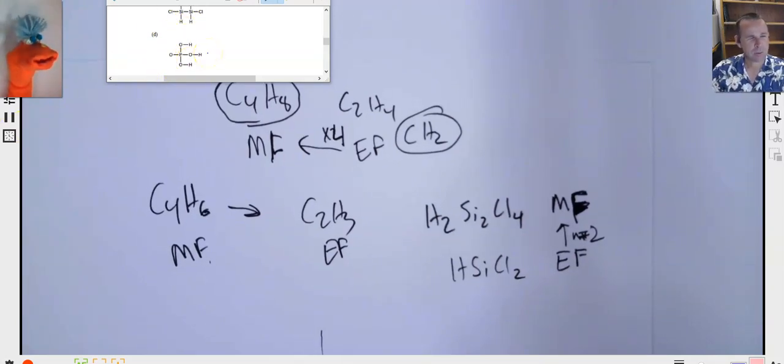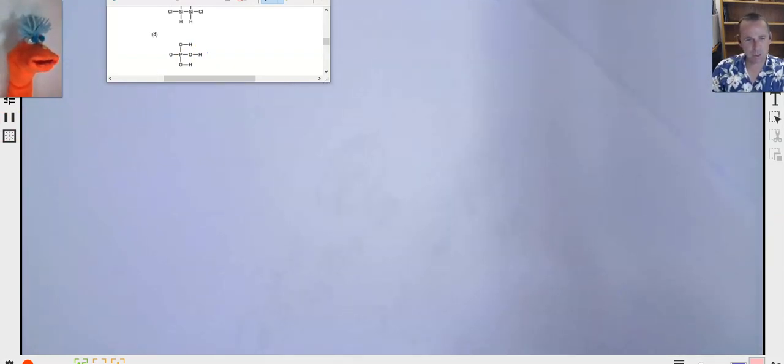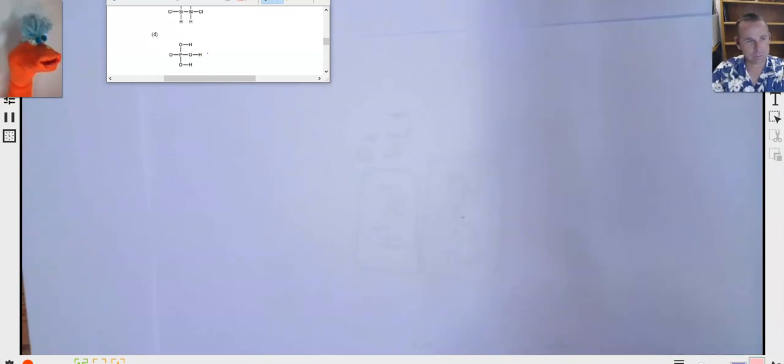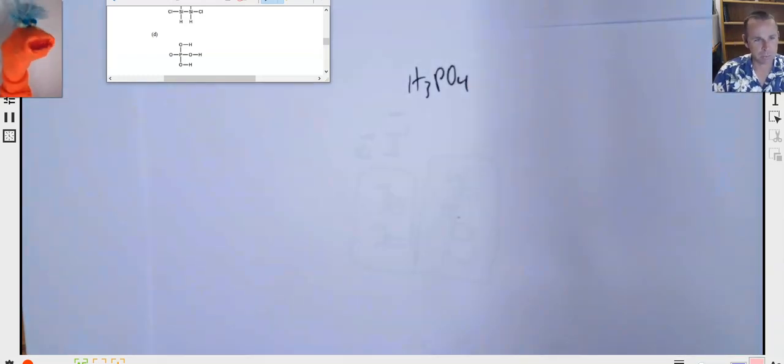This one here. H3PO4. Oh, you said that like you know what that compound is. Yeah, I don't know if I really do or not. H3PO4. That's the empirical formula too. Yeah, that can't be simplified anyway.